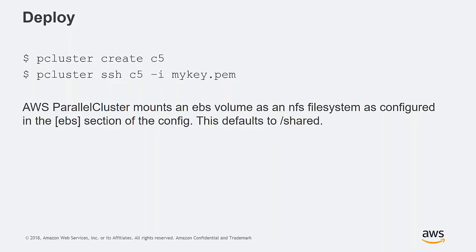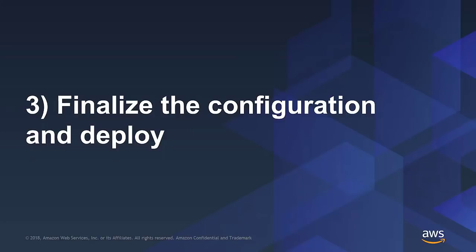It's also important to remember that parallel cluster will mount an EBS volume as an NFS file system, as configured in the EBS section of the configuration file. In my example, I have not configured it, so it will default to the /shared directory. Okay, so let's see how we can finalize the configuration and deploy your first HPC cluster.